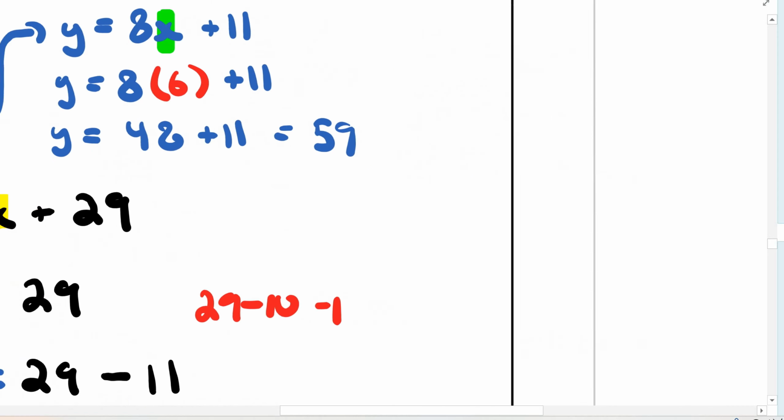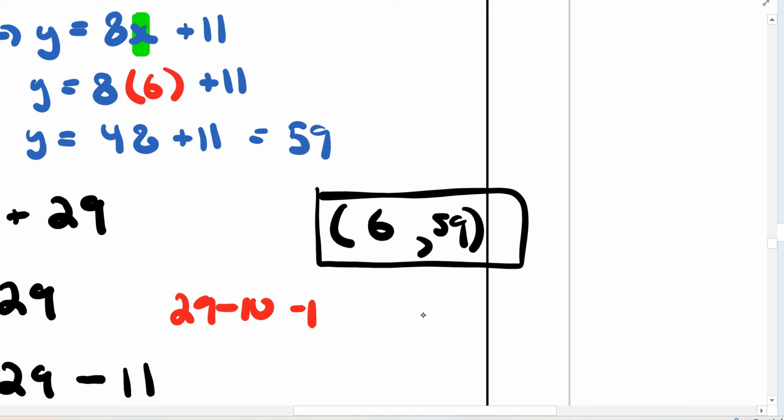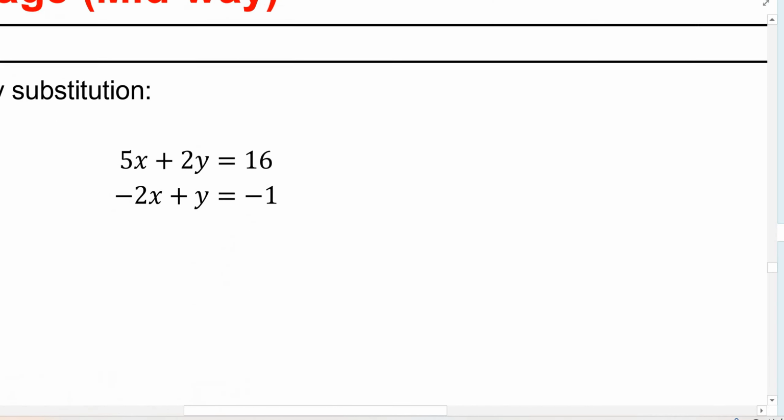Okay, so the way you write your answer is an ordered pair here, right? So your x value was 6 and your y value was 59. So you want to write your answer as an ordered pair. Okay, so the graphs will intersect at the point (6, 59). Okay, let's move on to the next one here.